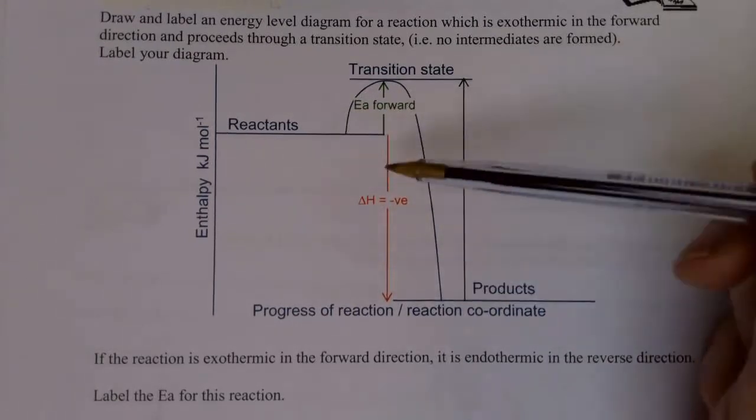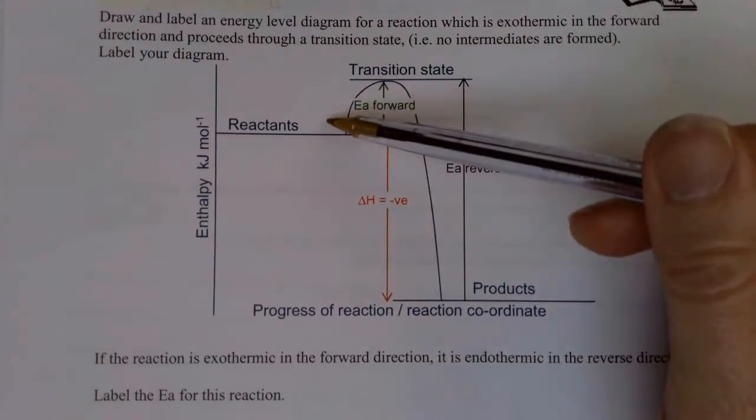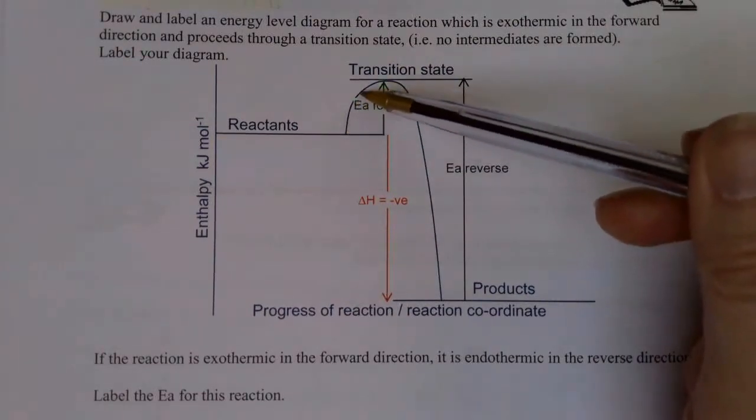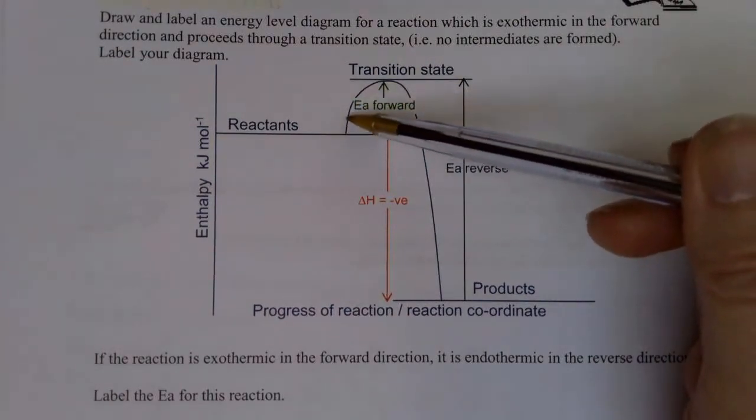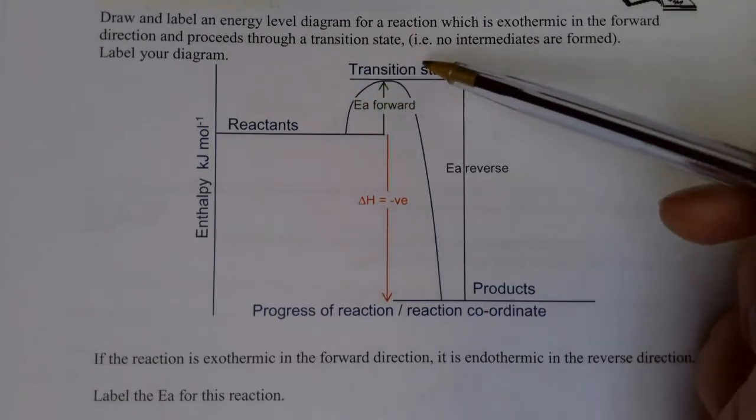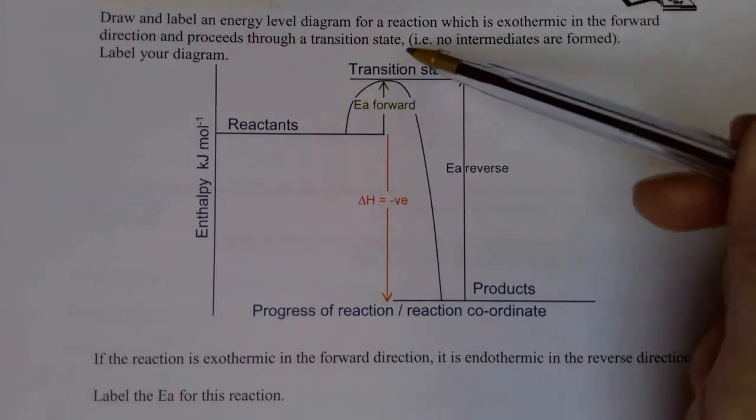In other words, it's very unlikely that the products would have enough energy to go backwards. What's happening in this part of the curve, the upward part of the curve, is we are breaking the bonds because this is an endothermic reaction, this part. We get to this transition state.